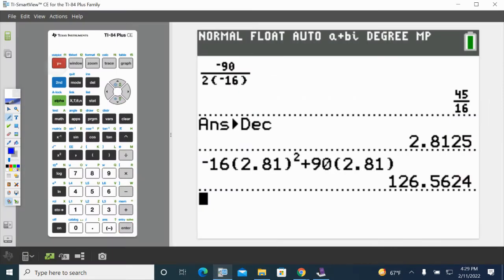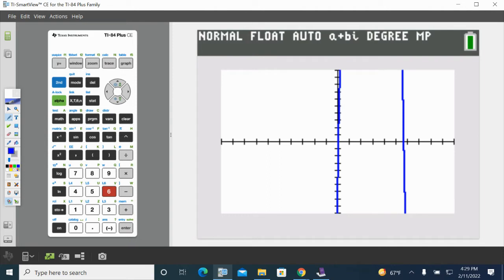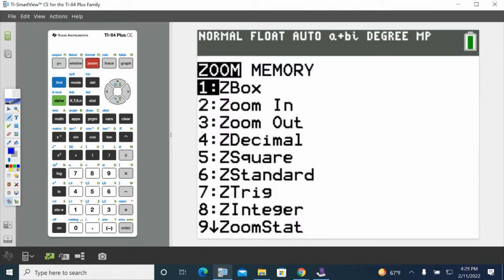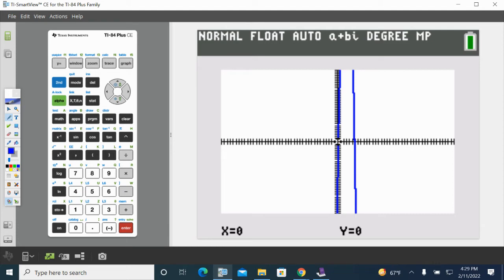I would first go to y equal, and I would put that negative 16. We have to use x squared in the calculator, plus 90x. And I'm going to zoom 6. I'm going to graph this. So here's your parabola. I'm going to zoom out just a little bit. And I still can't see the top. So the top of that parabola is the vertex, and I still can't see it. But if I want to know its maximum height, that point at the top, that turning point at the top is what I'm looking for.